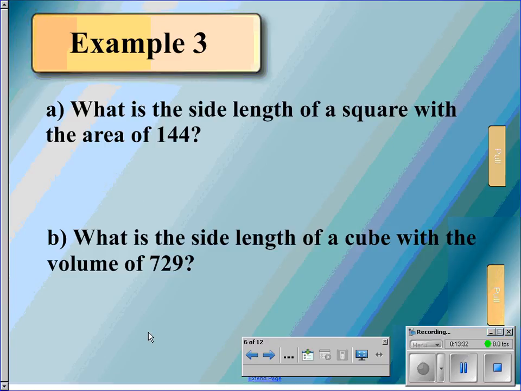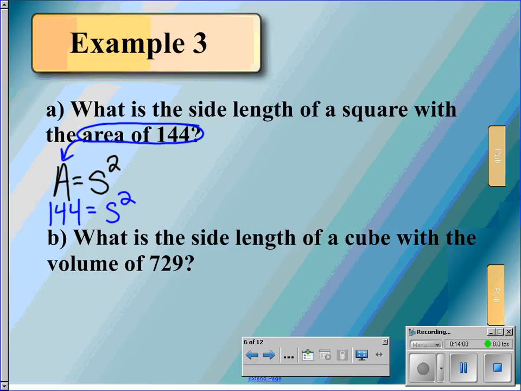The next example. What is the side length of a square with the area 144? Make sure you're writing this down. What is the side length of a square with area 144? Now earlier we talked about the formula. What's the formula for the area of a square? A equals S squared. Okay. So what I'm going to do is substitute in 144 for the area. 144 is equal to S squared.